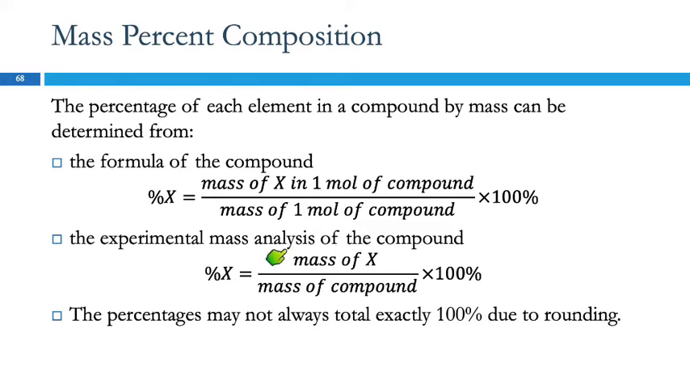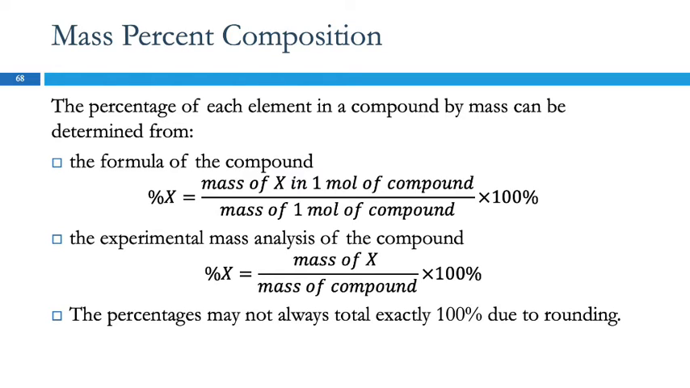In an experimental mass analysis, and we'll do one of those in lab, you find out you have so many grams of this element in so many grams of the whole compound, and you just literally divide those numbers. Percentages require a little more calculating. A percentage does not change based on the sample size. So it's always going to be the same percentage. It doesn't matter what size the sample is.